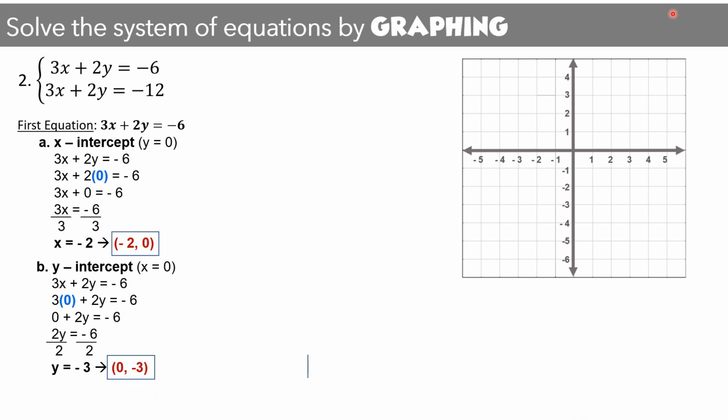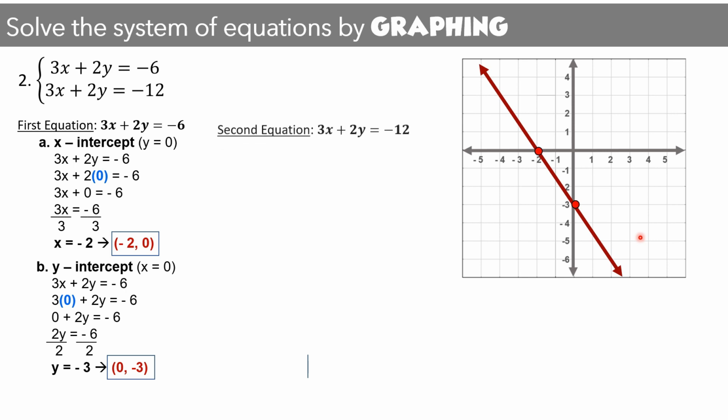Now, let us graph. For x-intercept, we have negative 2. So, let's look for negative 2 in the x-axis. And we have it here. Let's plot the point. Then, for y-intercept, let's look for negative 3 in this y-axis. And we have negative 3 here. Let us plot the point. After that, connect these 2 points to form a line.